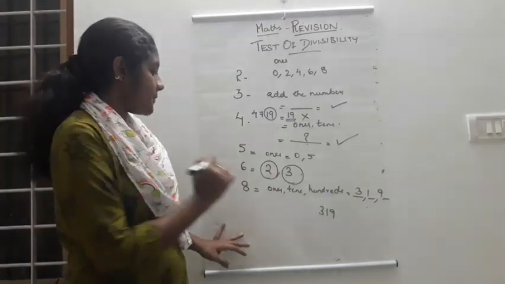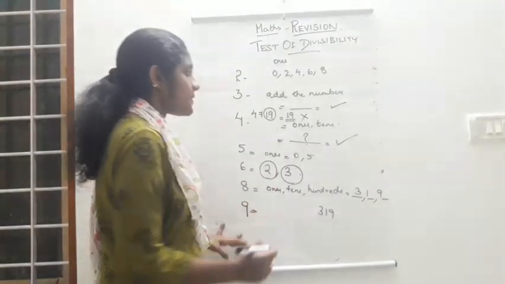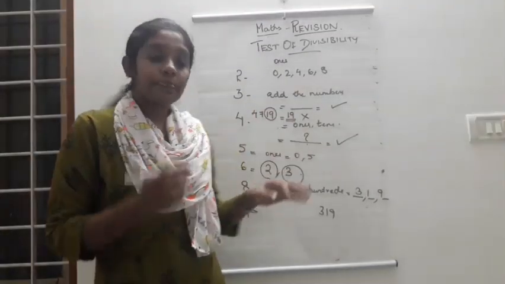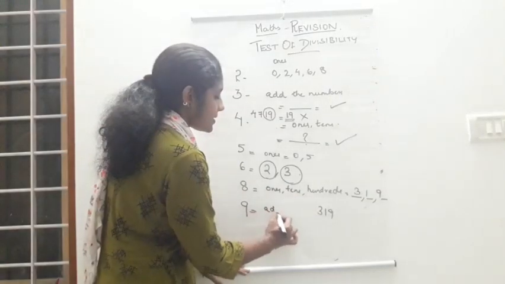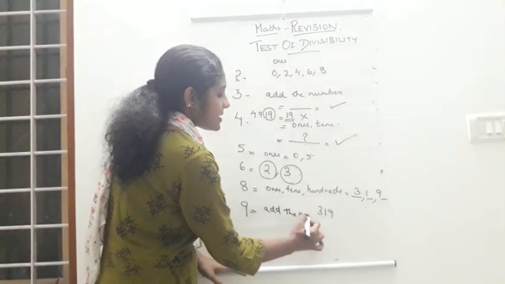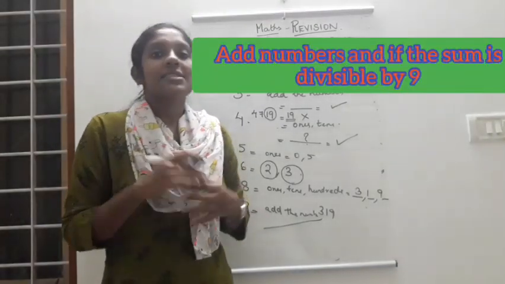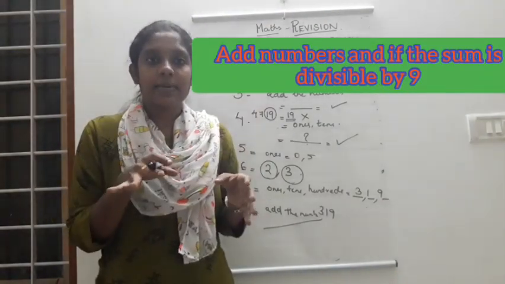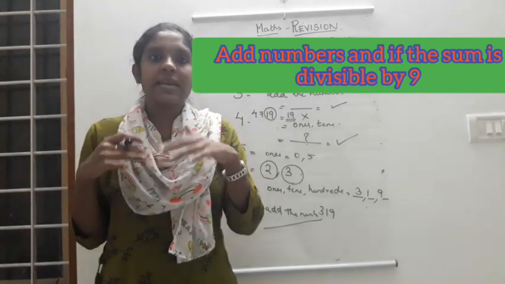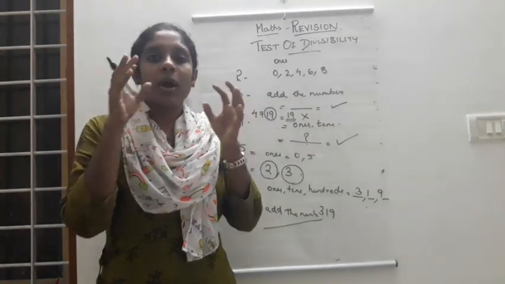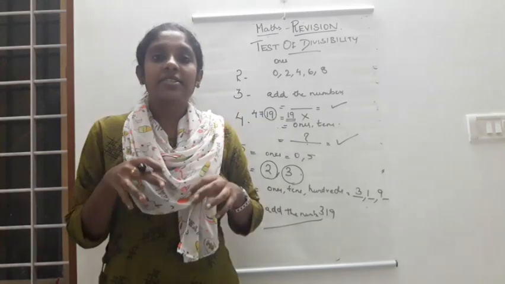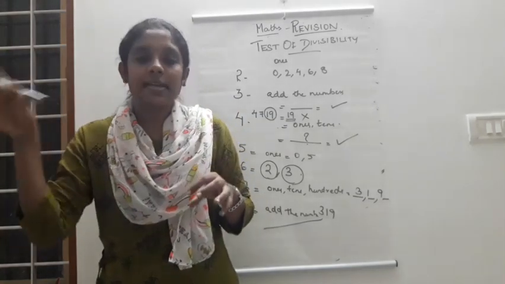Then we learned the test of divisibility of 9. What was the test? Same as that of 3: you add the digits, and you find whether the sum obtained is divisible by 9. So 3 and 9 are the same, you have to add the digits. 4 and 8 are somewhat the same. For 4 you take the number in the ones and tens place only. For 8 you take the number in the ones, tens and hundreds place.